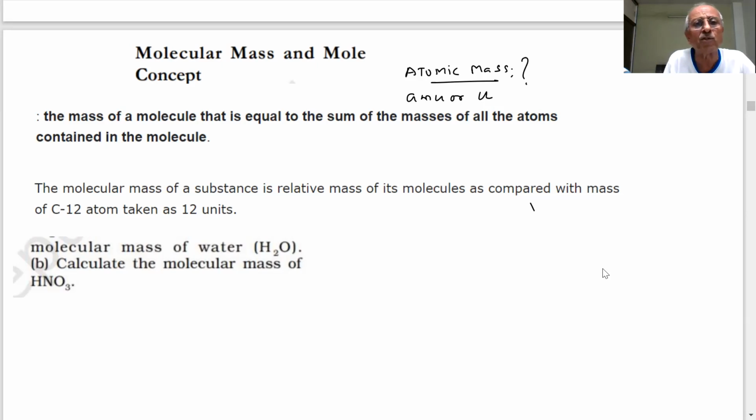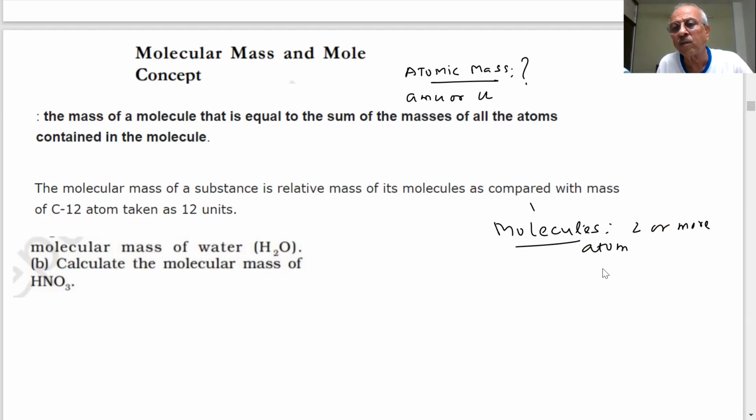But when molecules are formed, students, molecules have one atom only or more than that? More than that. A molecule is made up of 2 or 3 or more atoms. The atoms could be the same or different: molecules of elements or molecules of compounds. So how will we find the molecular mass? What do you mean by mass of the molecule, students?